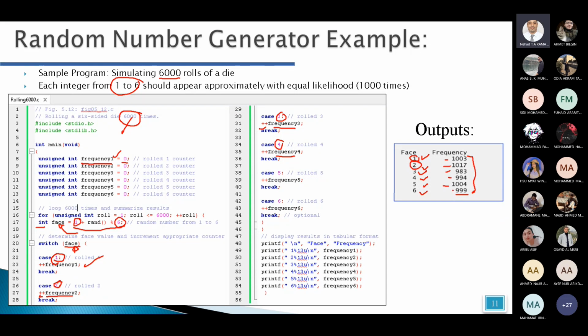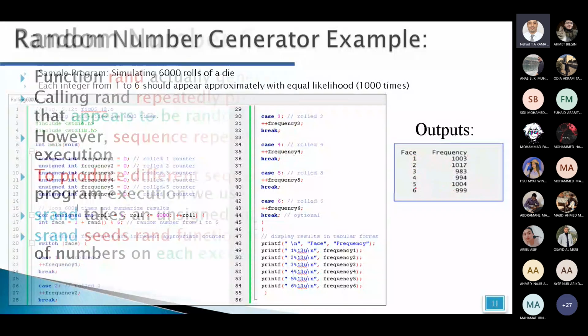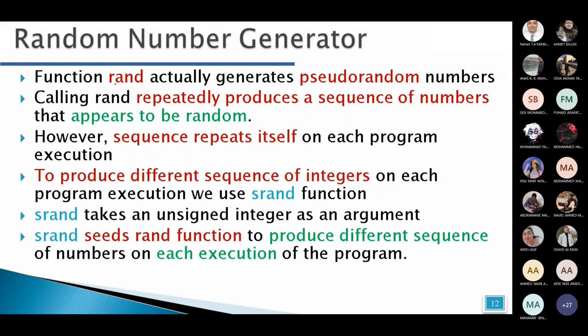Why? Because the random function is not actually random. It appears to be random, but it's pseudo-random. It repeats the same sequence of generated numbers.